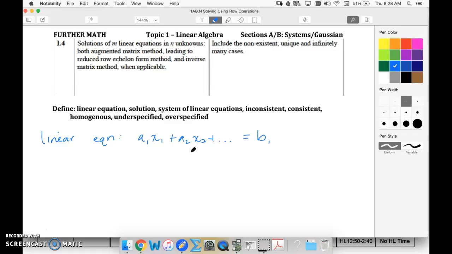If we have a system, we have multiple equations. So I could say c1x1, c2x2 equals b2. So now this is a system.